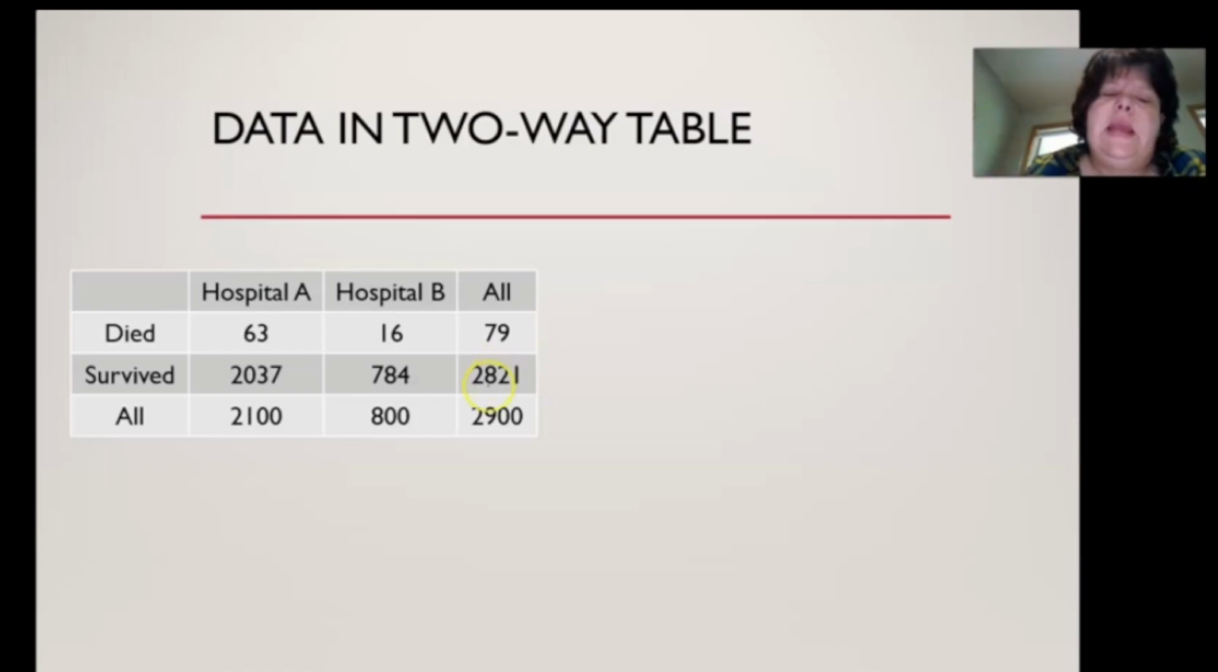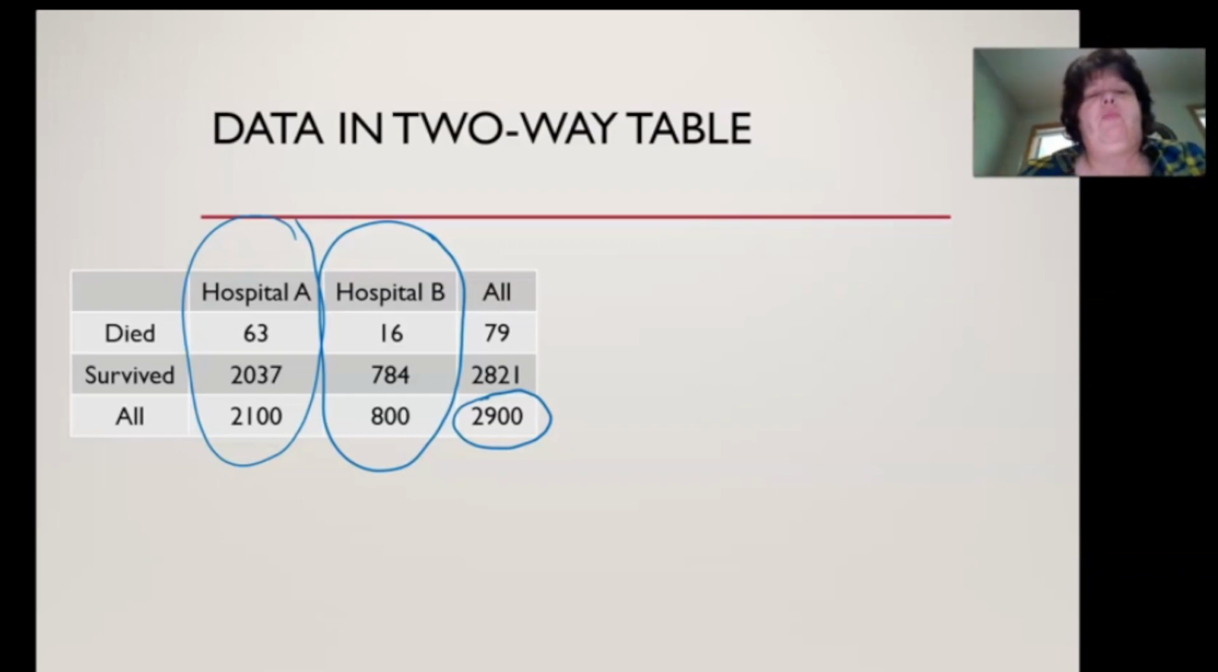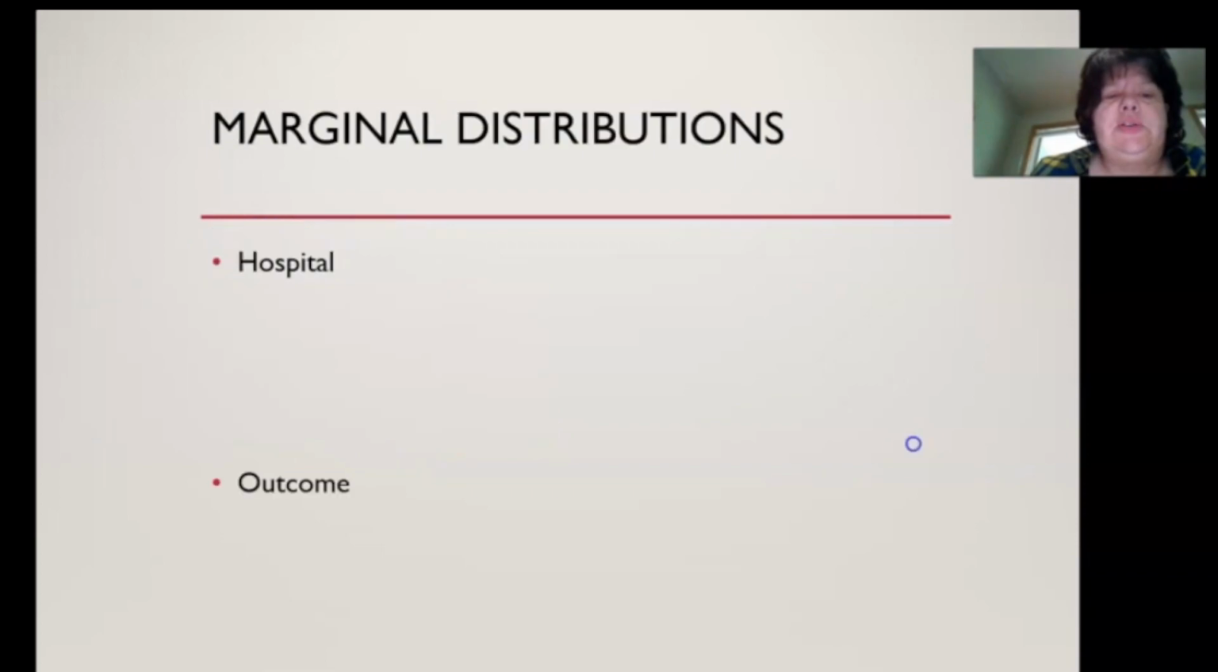Here's the data in a two-way table. There were 2,900 patients. You have hospital A versus hospital B, so I'll circle those columns there. 2,100 people in hospital A, 800 people in hospital B. And what are we going to do with this information? Well, first, we can look at the marginal distributions of hospital and outcome. Those are our two variables.